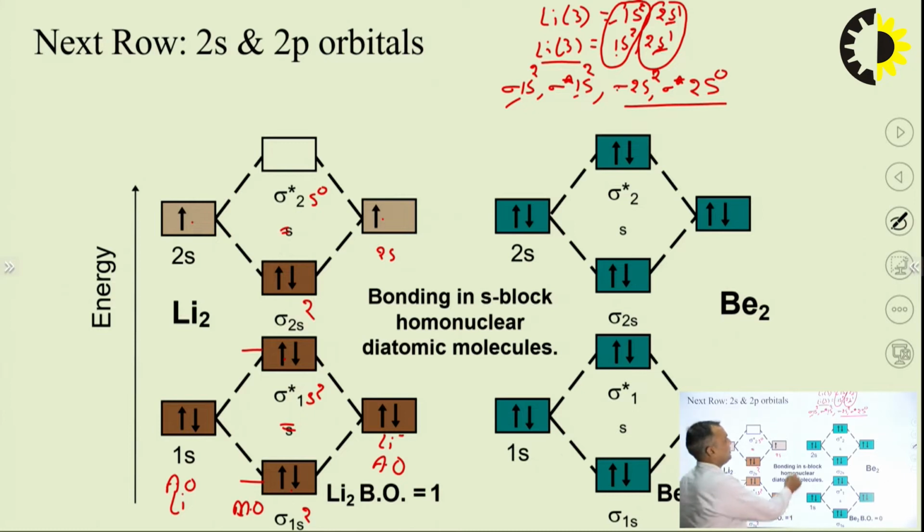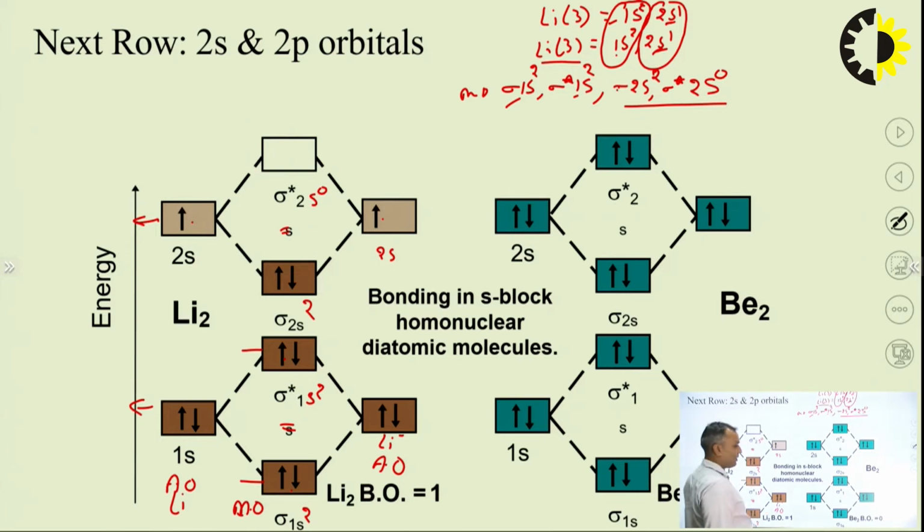So this is the molecular orbital configuration, while this is the molecular orbital diagram. And this arrow, you have to draw it because it shows that the energy of this is lower than the energy of this. In this way we can draw the molecular orbital diagram of lithium.